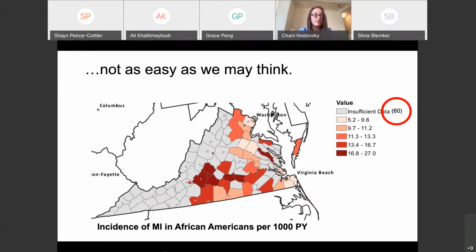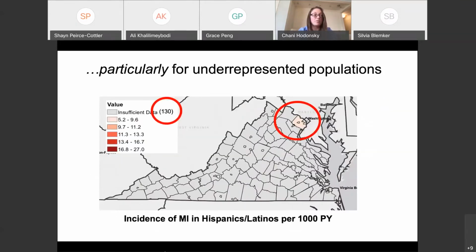And this problem becomes even more pronounced when we start to look at even more underrepresented populations. This is the same chart again for Hispanic and Latinx individuals, which represent nearly 9% of the population of the state of Virginia. However, 130 cities and counties report insufficient data for MI in this population, meaning that if rates of heart attacks do differ by Hispanic Latino ethnicity for a risk factor or disparity that could feasibly be addressed, we have no way of identifying it using this type of measure.